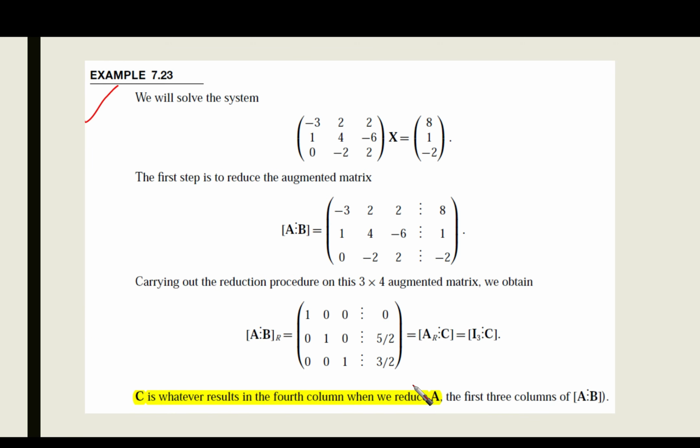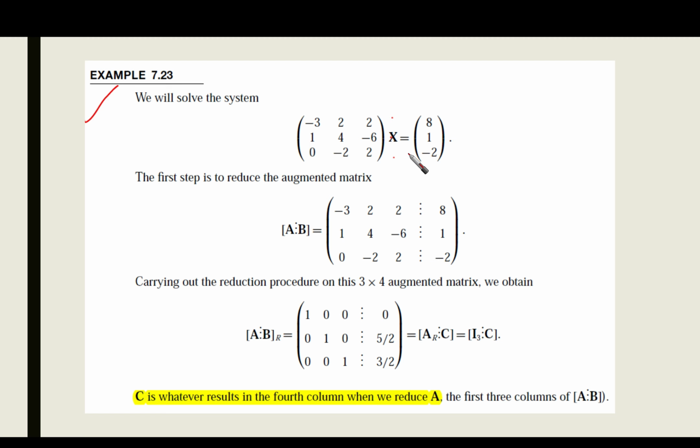Okay, let's go to this example. We want to solve this system. This is the coefficient matrix. This is X, which is the vector X1, X2, X3. And we have the coefficient matrix, as you can see, equal to the right hand side, which is 8, 1 and minus 2.